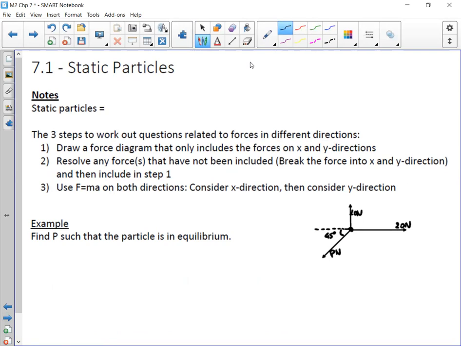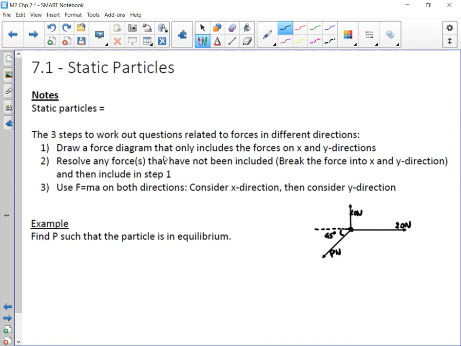The first 3 steps. Before I go through a set of particles, let's go through 3 steps. First, you draw a force diagram that includes the forces in the x and y directions, and then resolve any forces that have not been included. It means breaking them into x and y directions. We talked about that in 5.1, 5.2 and 5.3.